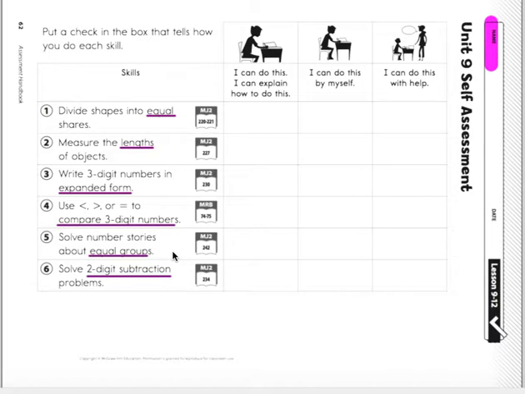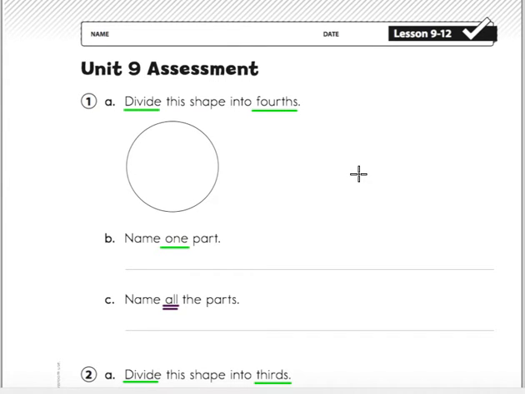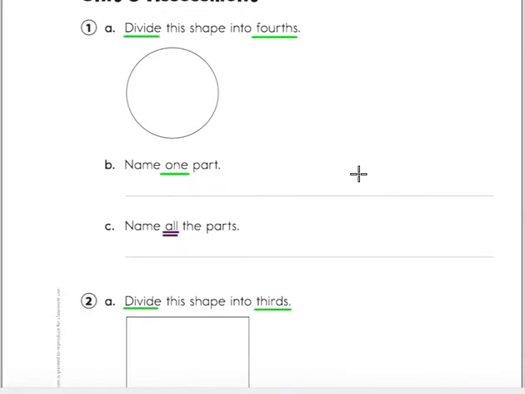Solve number stories about equal groups. Solve 2-digit subtraction problems. Unit 9, number 1. Divide this shape into fourths. Fourths meaning 4 parts. Please divide this shape into 4 parts.